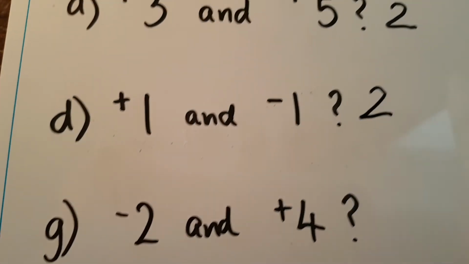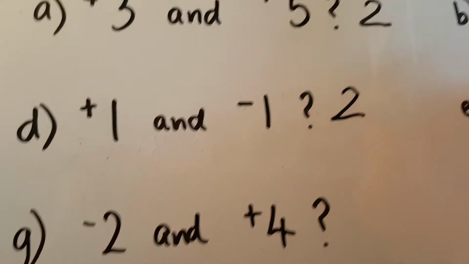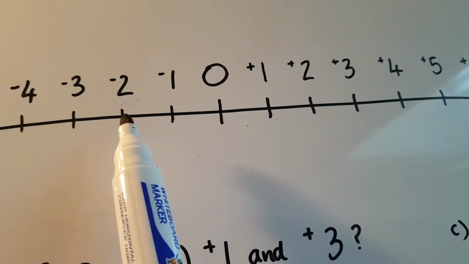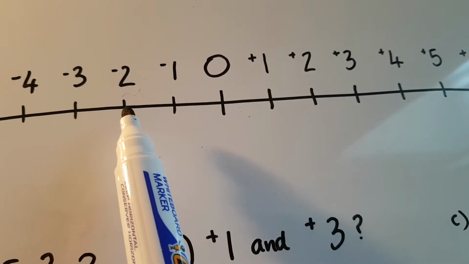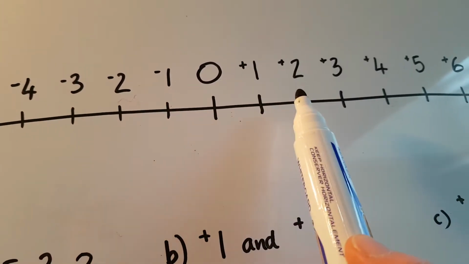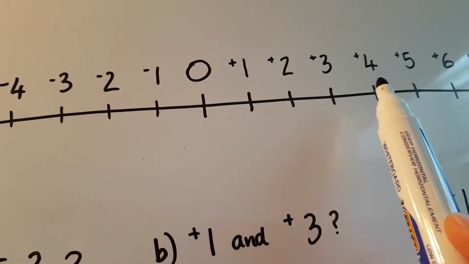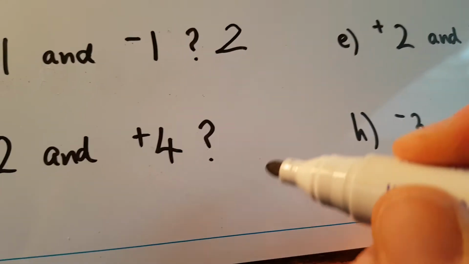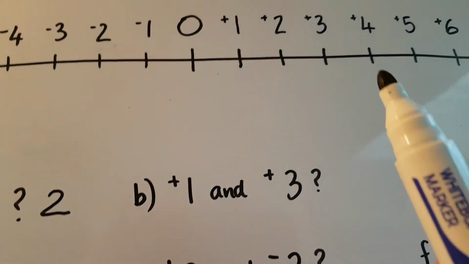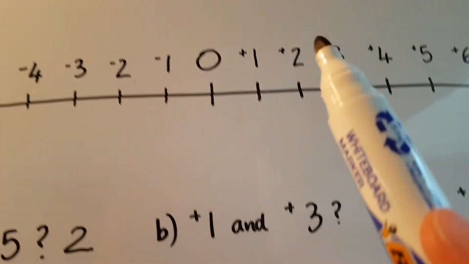This is part G. So we're starting at minus 2. And we're going up as plus 4. So we don't count this step. We count when we move. 1, 2, 3, 4, 5, 6. Okay, it's very important that you don't count the step that you're on, you count when you move.